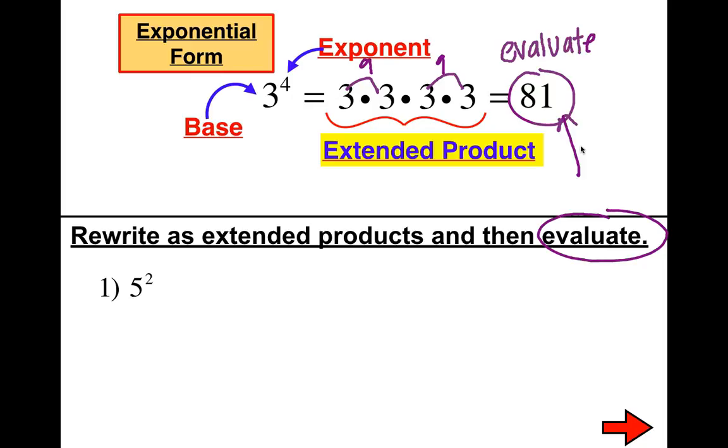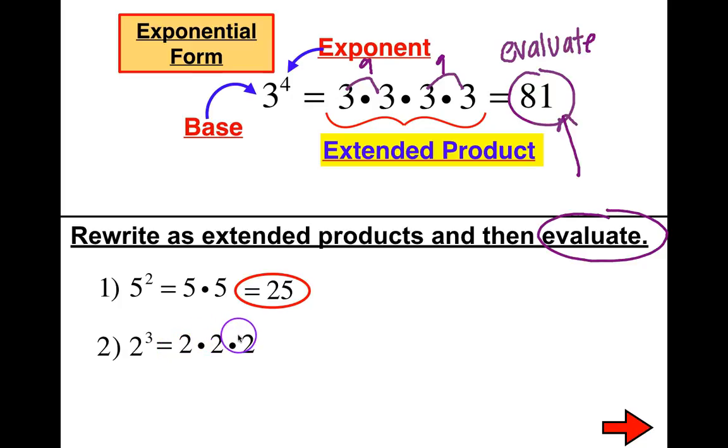So in this case, if we have 5 squared, what does this mean? It means my base of 5 is going to be multiplied repeatedly 2 times. So it's going to look like this. 5 is repeated 2 times, and we're multiplying, so 5 times 5 is 25. Number 2, what does this mean? My base of 2 is going to be repeatedly multiplied 3 times. So I'm going to go ahead and repeat 2 3 times.